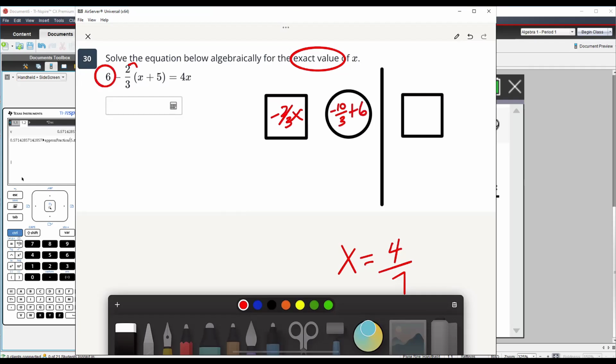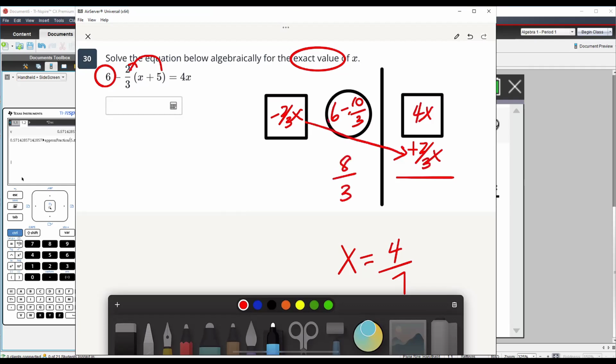Actually, it should be this way: 6 minus 10/3. When I multiply a negative 2/3 times 5, I get a negative 10/3. And then over here, I'm going to have 4x. Now remember, I'm going to take this term and move it over here, so it becomes a positive 2/3 x. And 6 minus 10/3 is the same thing as 18/3 minus 10/3. So on this side, I'm just going to have a positive 8/3.